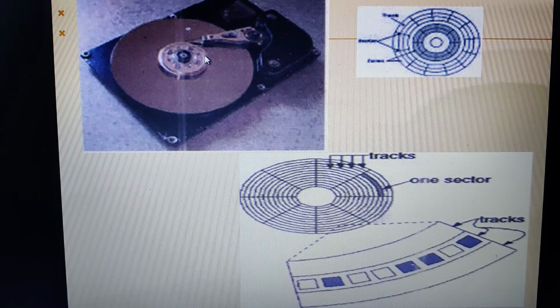So usually the disk, as we said, can rotate at a high speed, about 80,000 RPM. That means it can make 80,000 revolutions per minute. Usually the storage capacity of the hard disk will be in terms of gigabytes. I hope you are able to clearly understand the concept of hard disk. Now let us discuss the next secondary storage device, that is magnetic tape.